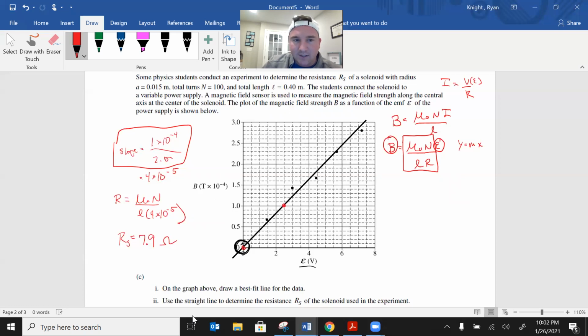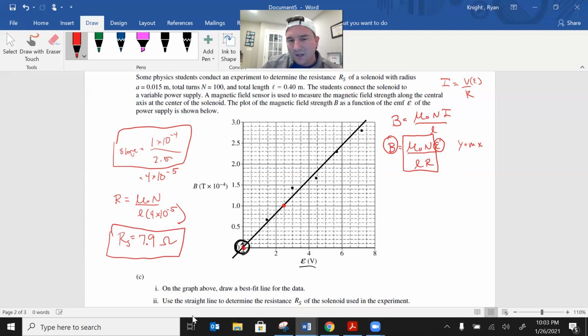We get 4 times 10 to the negative fifth. We plug that in, and then mu is 4 pi times 10 to the negative seventh, and N is 100. You can find mu in the table of constants in the equation sheet. L it gave us as 0.4. We solve all that. I got my resistance as 7.9 ohms.